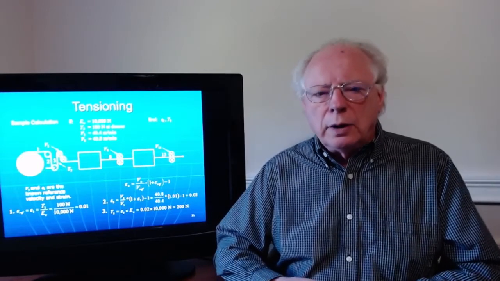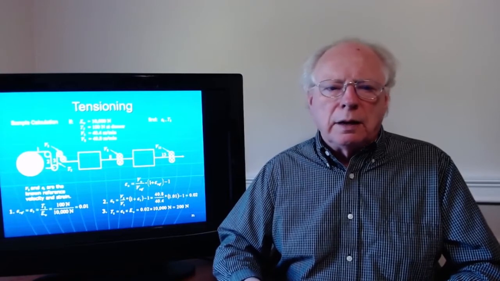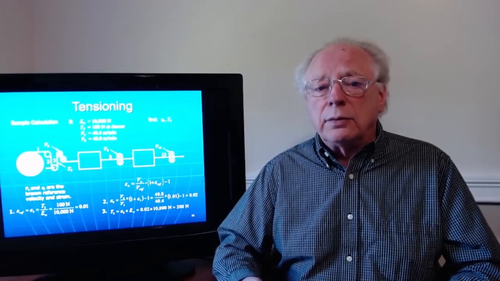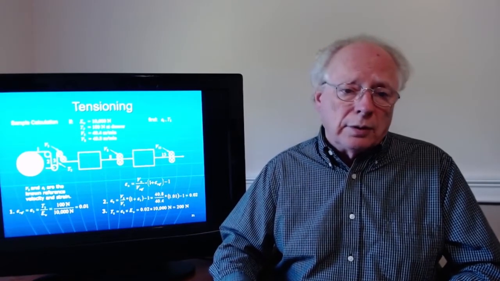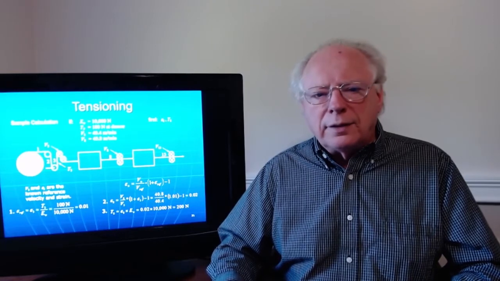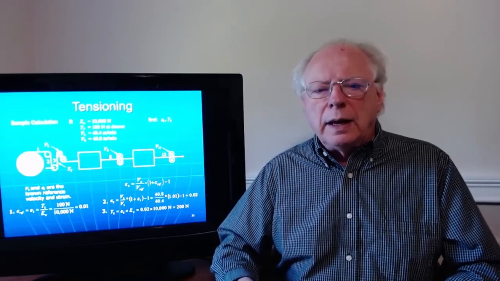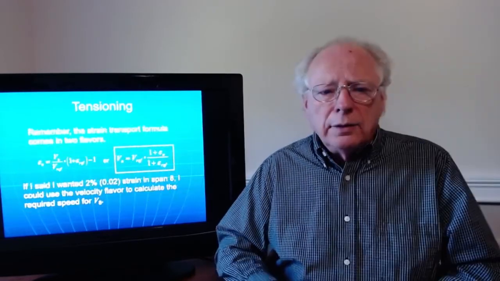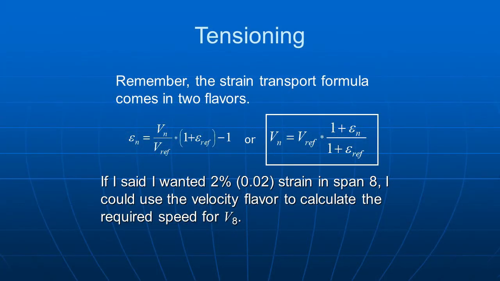What we've done is we go from driven roller to driven roller to driven roller. First we identified where our references were, tension 3, velocity 3. Then we went to velocity 8, and then we went to velocity 13. What's in the black box doesn't matter. The strain and tension in span 8 depend on the references and the velocity of roller 8. So we've got the two formulas here, a velocity flavor and a strain flavor.